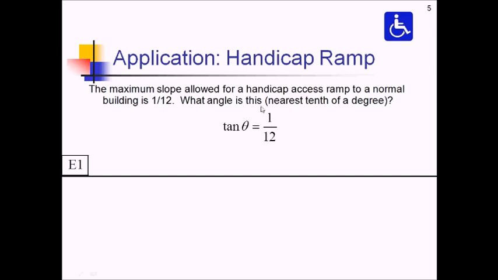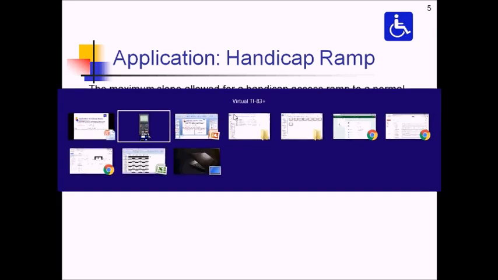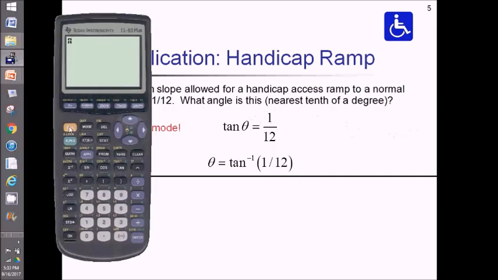So if the tangent equals 1 over 12, if that's the slope, inverse tan of 1 over 12, we need to go to our calculator for this one. And don't forget to check your mode as you're doing this. We want an answer in degrees, so let's go to our calculator and make sure that our mode is degrees, and it is.